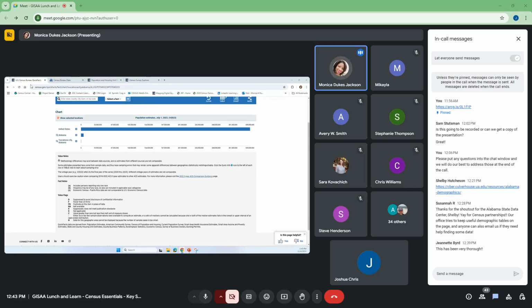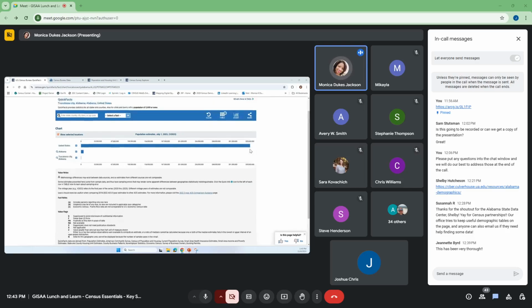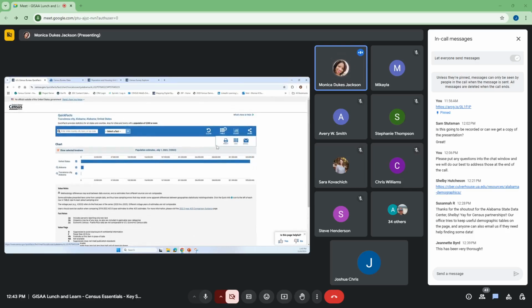Okay. So of course, this data is available. The tables, you can download this by clicking here. So you can print this data, send it as a CSV file, or email it to yourself.